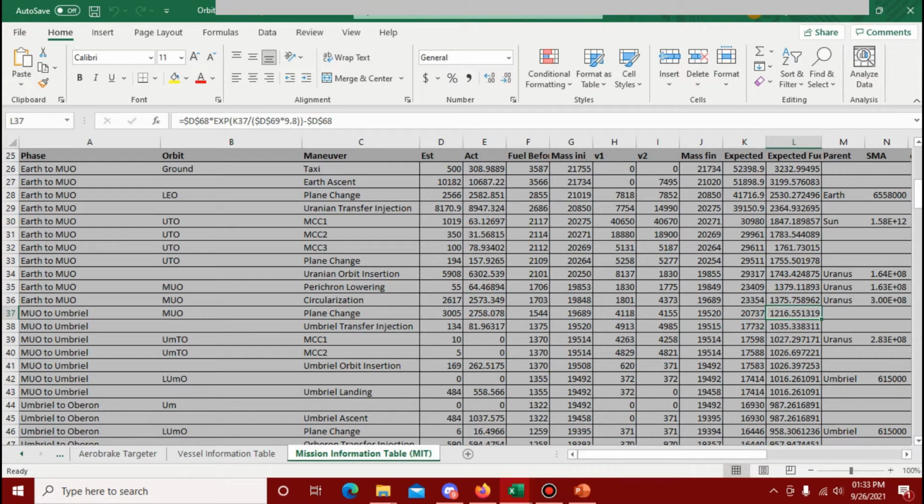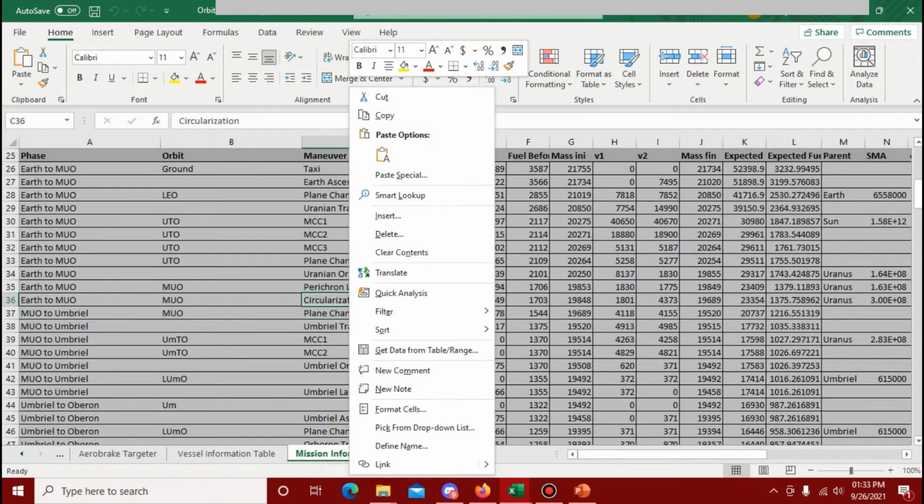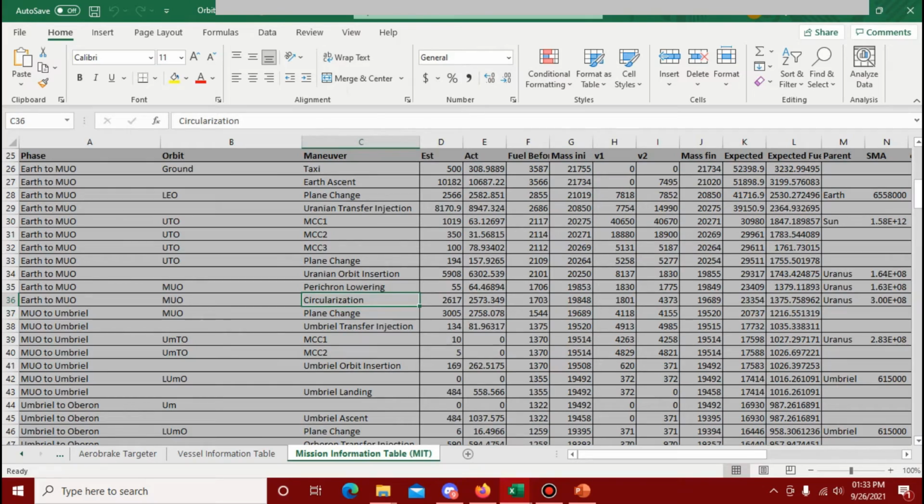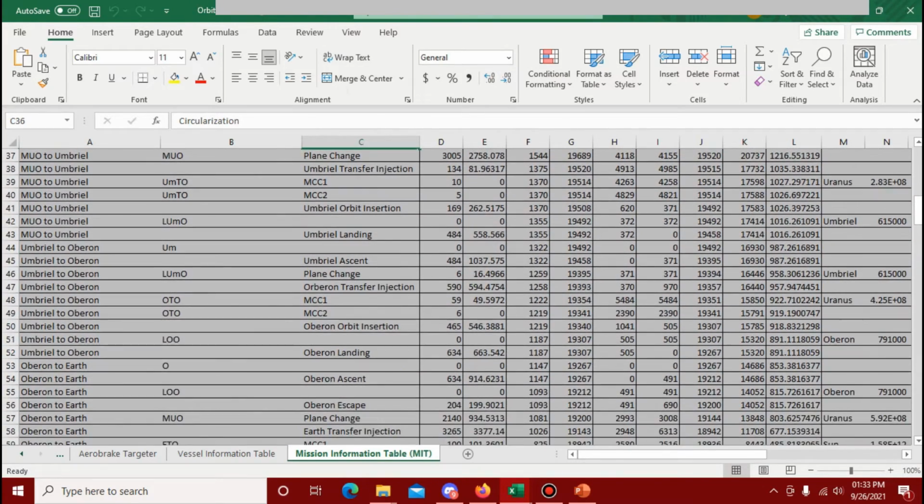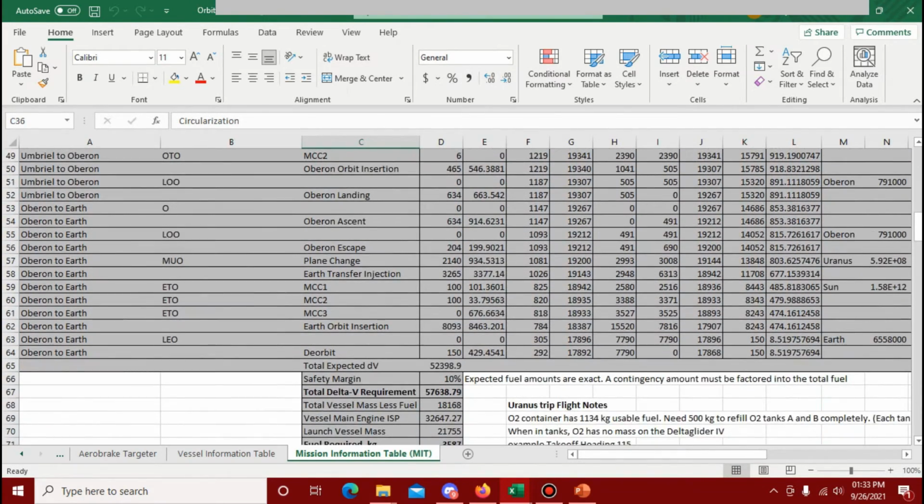So let's see, we went to Uranus, did not get a chance to go to Umbriel yet. Sorry, we're going home. We're out of fuel. That's what I'm gonna do. So anyway, it did succeed, and you can see throughout the mission things tick down.